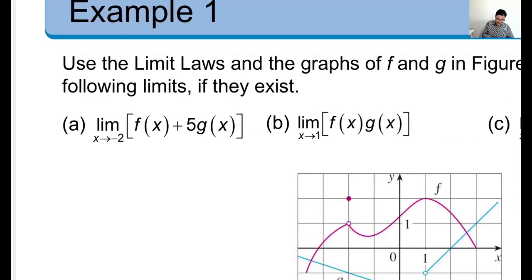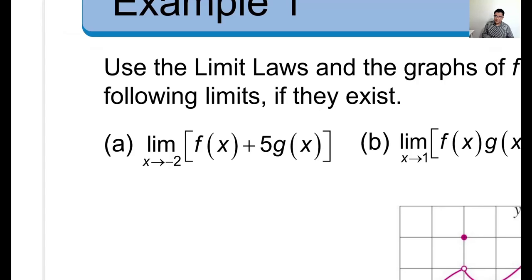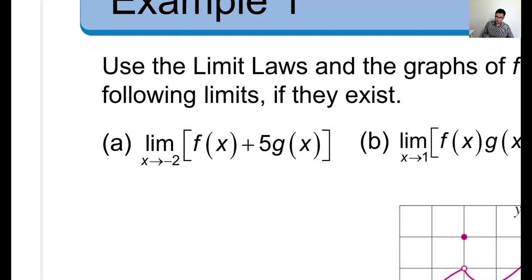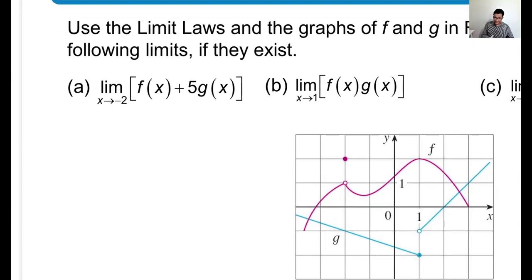Evaluate. I'm zooming in to show you the question clearly. Evaluate the limit of f(x) plus 5 times g(x) as x approaches -2. Let's go to the graph. It looks to me that -1 should be here and -2 should be here, right? So at that point, the limit of f, the purple one is f, is 1 and the limit of g is -1.